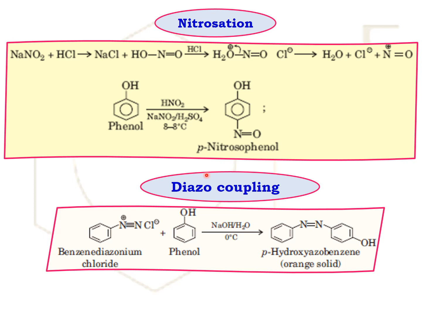The next example is diazo coupling. Here the electrophile is the benzene diazonium ion. It is found to be a less reactive nitrogen electrophile. It readily attacks the highly activated aromatic rings to provide the corresponding dye.